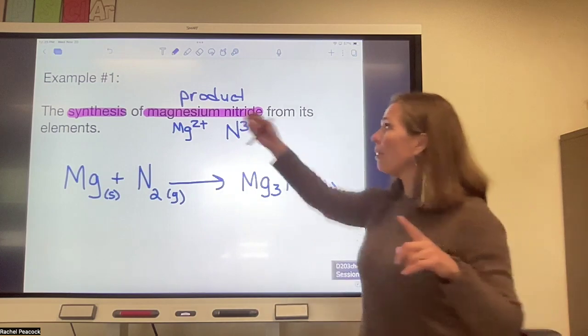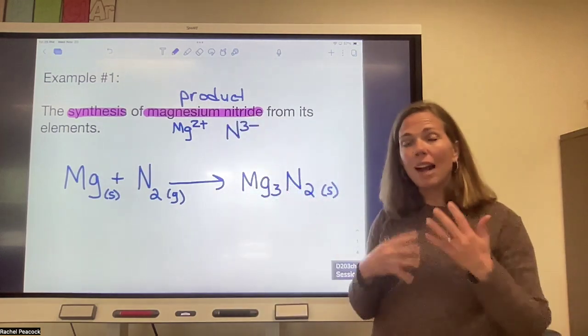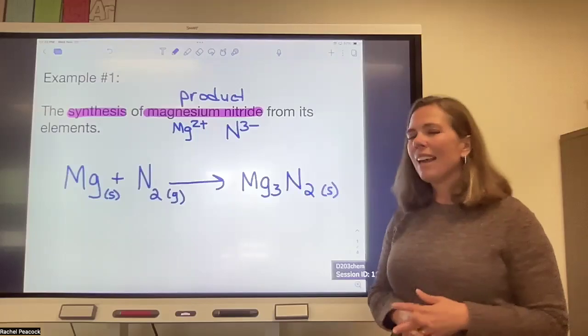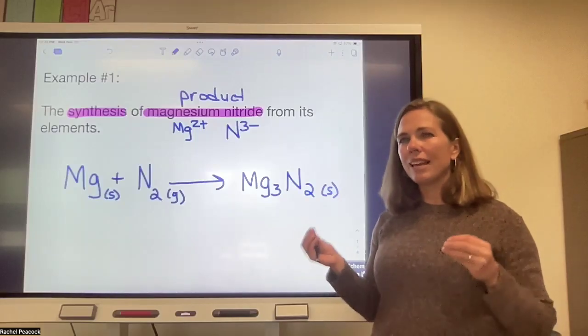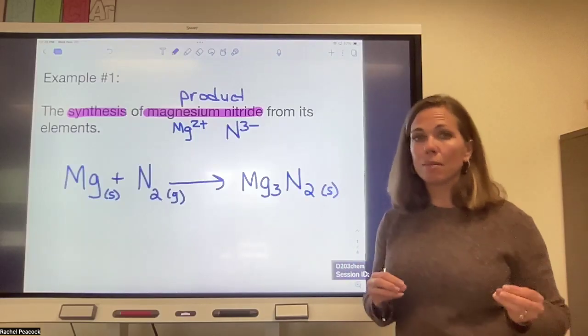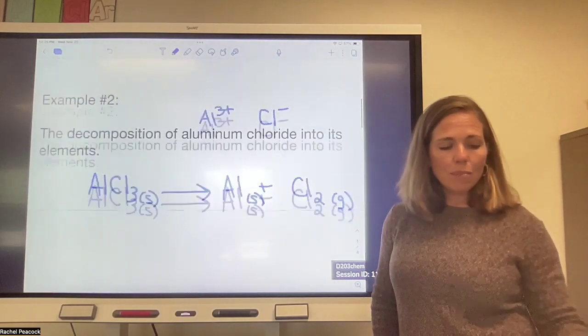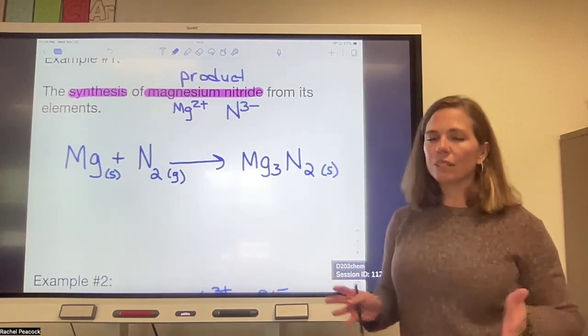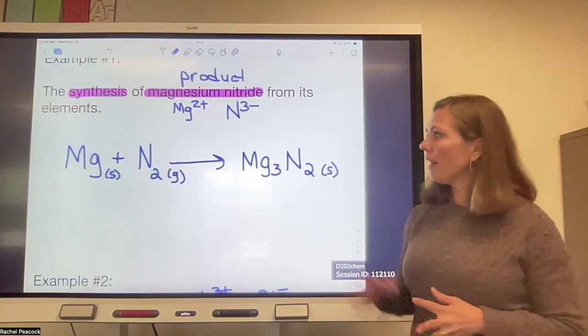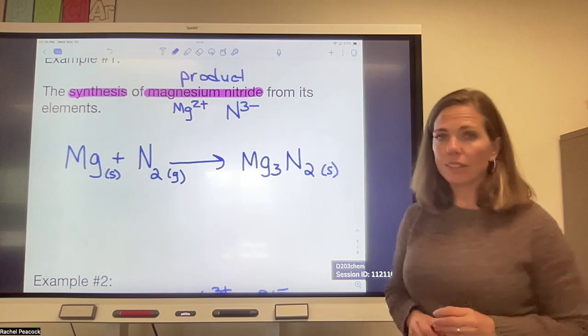I'm writing it out like magnesium nitride. So you're going to practice formulas in that context. And it's also good to be able to take those sentences and translate them to chemical reactions. Okay. And then in part C, you're actually going to predict the products like we practiced doing here today.